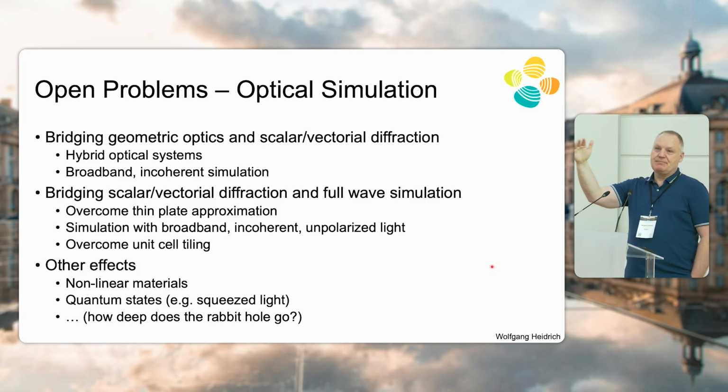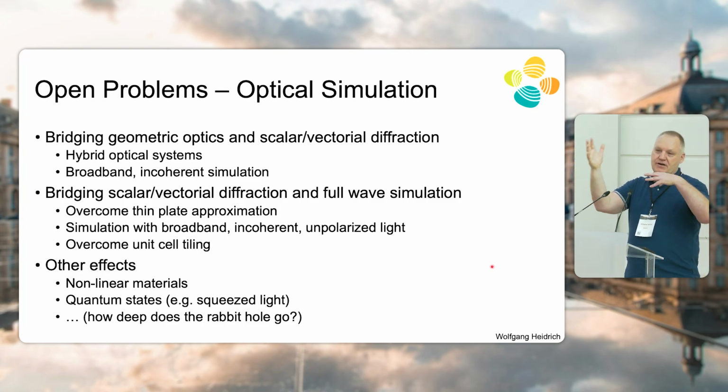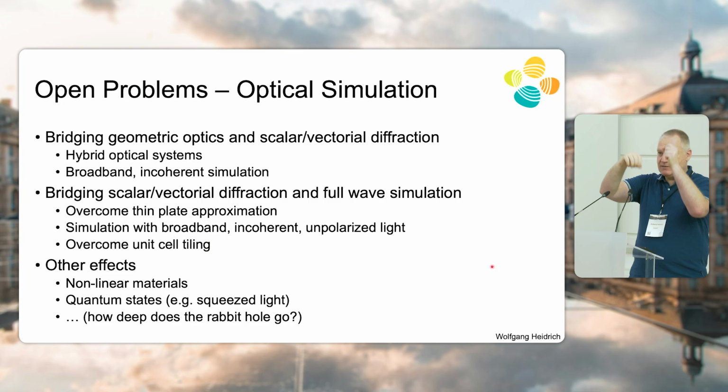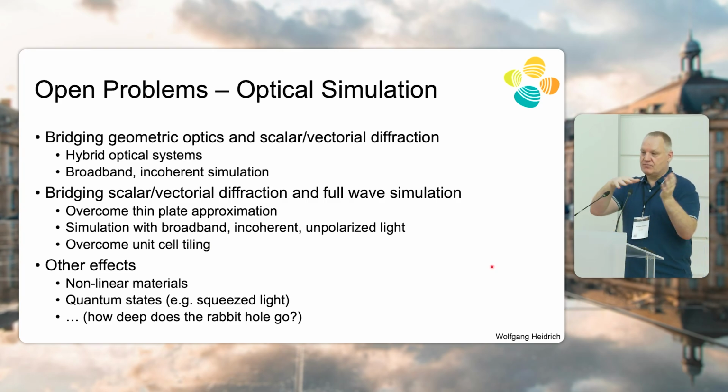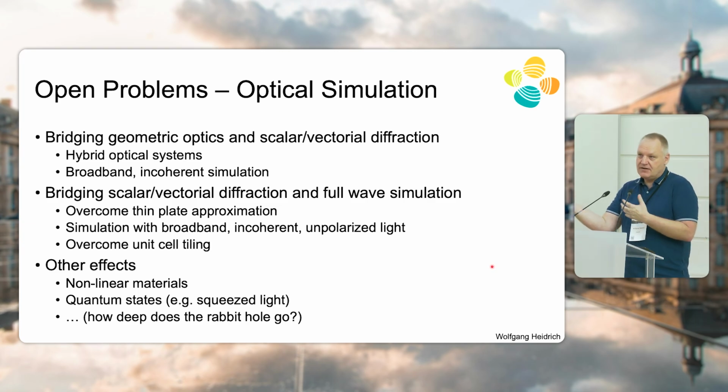That means getting rid of the thin plate approximation, modeling standing waves between deep valleys in a DOE, for example, reflections off of sidewalls, all that kind of stuff. And of course, again, doing that in a reasonably efficient way, overcoming this kind of unit cell tiling issues.